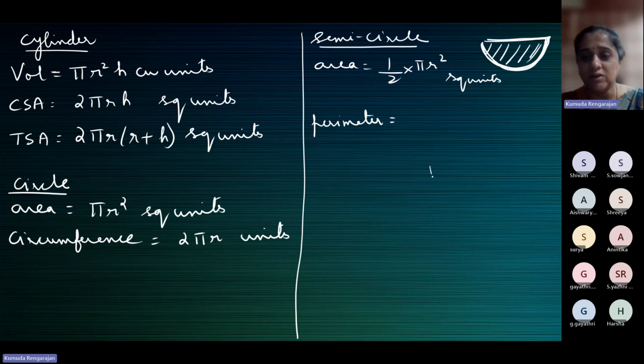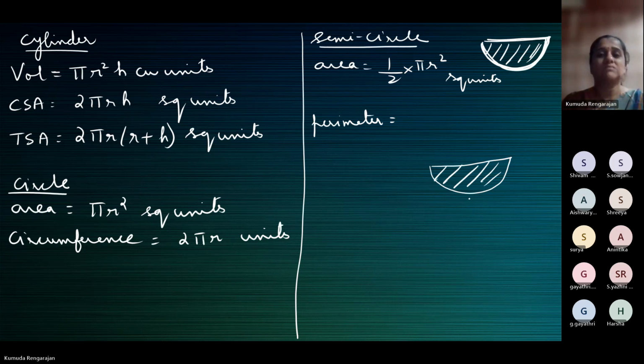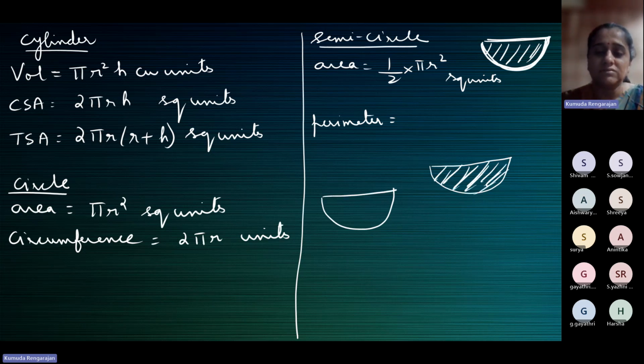Actually, when we say semicircle, it is only this one. This is the semicircle. This one is called the semicircular region. Whenever you're answering a question from mensuration, you need to read the question and understand what it is based on the information given. Normally, when we say semicircle, it is only this one. If you're talking about this one, it is a semicircular region.